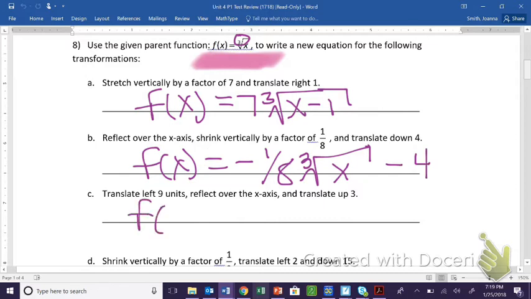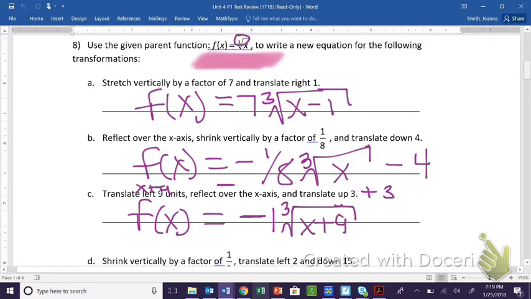C, f of x equals. Now, they've kind of mixed up the order of what you're doing, so you just need to know that this is going to be x plus 9, this one's going to be a negative out front, and that's going to be a plus 3. That's kind of how I handle those, so I'm just going to put it all together. A negative, there's no other thing other than just this understood negative 1 out front, cubed root, x plus 9, as I had at the very beginning, plus 3. Excellent job. Any questions on those, please ask me before the test.